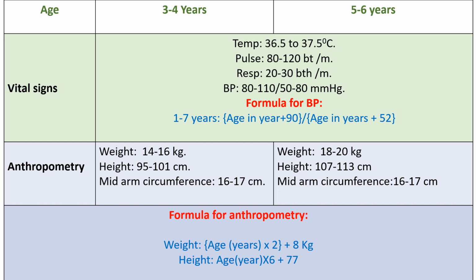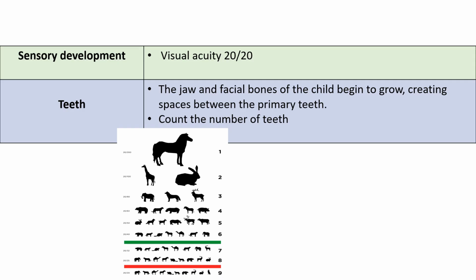Then next, anthropometry. Here there is no need to measure the head and chest circumference. Head and chest circumference is needed till 3 years. After 3 years we will be just checking height, weight and mid-arm circumference. And the formulas for weight and height we already know. Weight is age in years into 2 plus 8, and height is age in years into 6 plus 77. Weight is in kilograms and height is in centimeters.